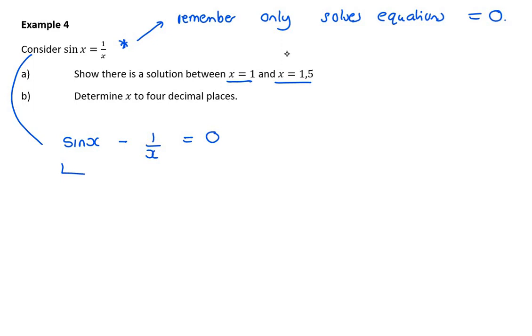So now let's call this function f of x, because if you were to plot that function, you would be finding the x-intercept. So show that there's a solution. Well, I would say to myself, what is f of 1? Now, don't forget you'd be working in radians because this is in paper 1. So just check on your calculator and go shift mode and put it in radians. Very important.